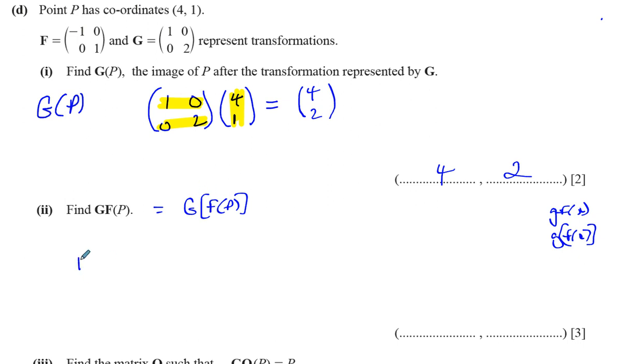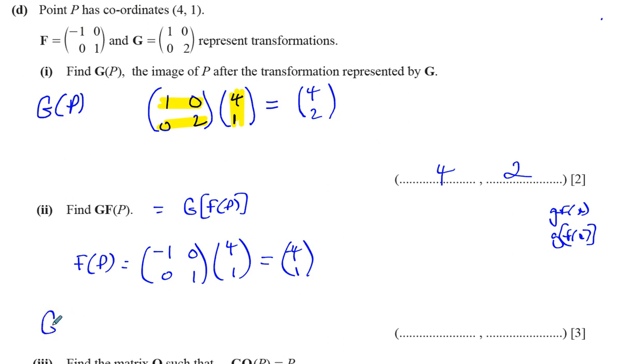So the first thing for us to do is to find what P is after it's been transformed by the matrix F. Matrix F is minus 1, 0, 0, 1, times, and then again P is 4, 1. So that's going to give you, if you multiply, a 2 by 1 matrix. You have minus 1 times 4 plus 0 times 1, which is minus 4. And you have 0 times 4 plus 1 times 1, which is 1. So minus 4, 1, that is the coordinates of P after it's been transformed by F.